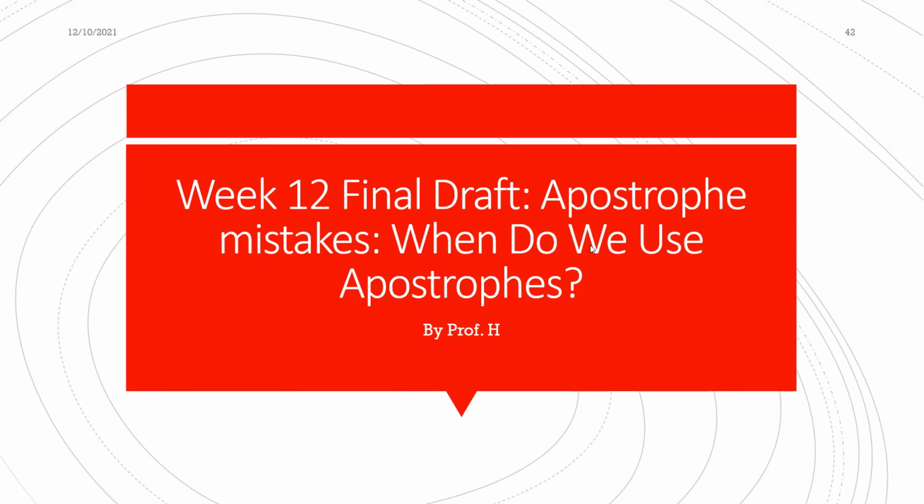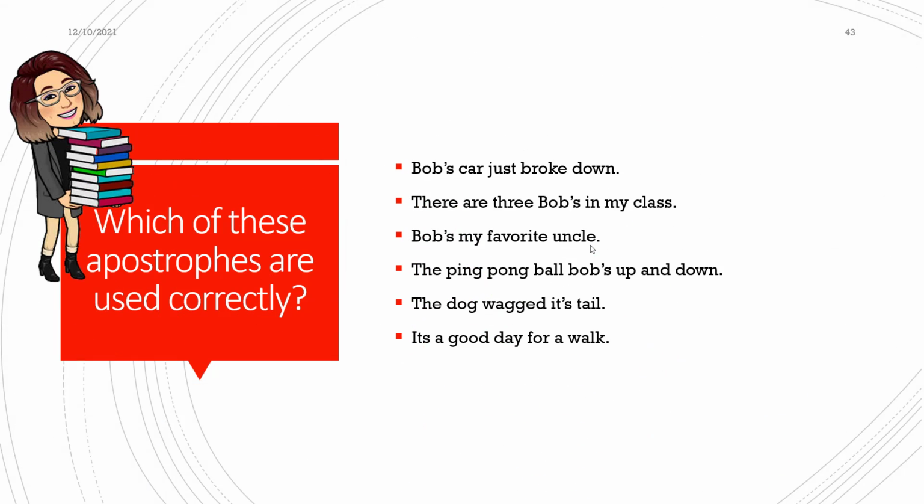Now, apostrophes. I'm doing a whole lesson in this presentation on how to use apostrophes, because there were so many apostrophe mistakes in people's final drafts. Which of these apostrophes are used correctly? Bob's car just broke down. There are 3 Bobs in my class. Bob's my favorite uncle. The ping pong ball bobs up and down. The dog wagged its tail. It's a good day for a walk. Any of these correct?